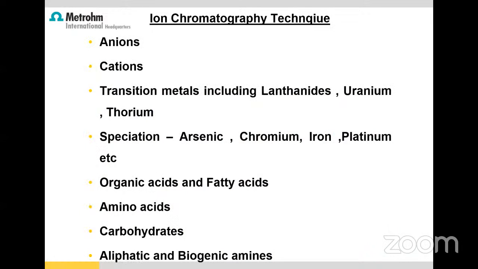So in short, what all is possible with ion chromatography? So anions are possible, cations are possible, transition metals including lanthanides, uranium and thorium. Speciation is possible, organic acids and fatty acids of lower molecular weights. Amino acids are possible, carbohydrates are possible, aliphatic and biogenic amines are possible. So this is the capability of ion chromatography.